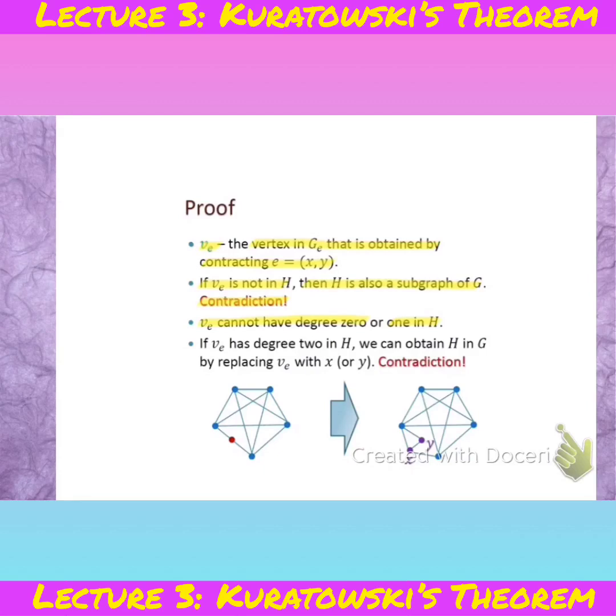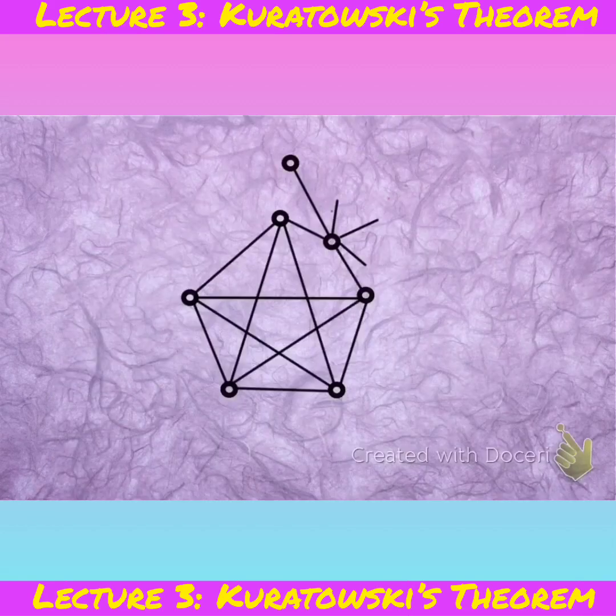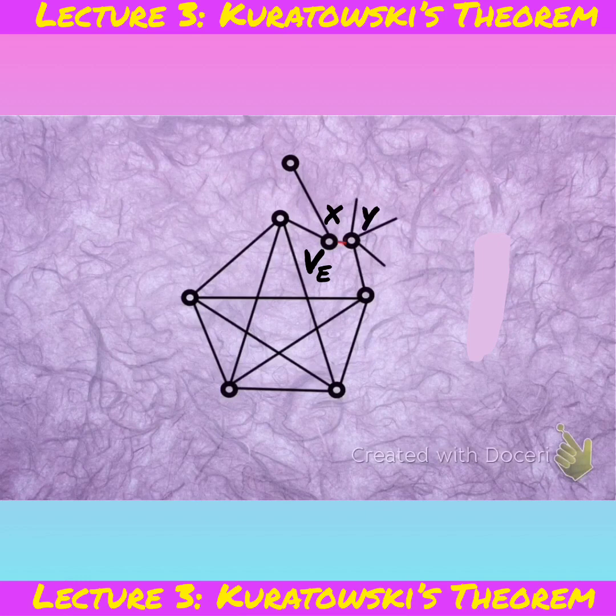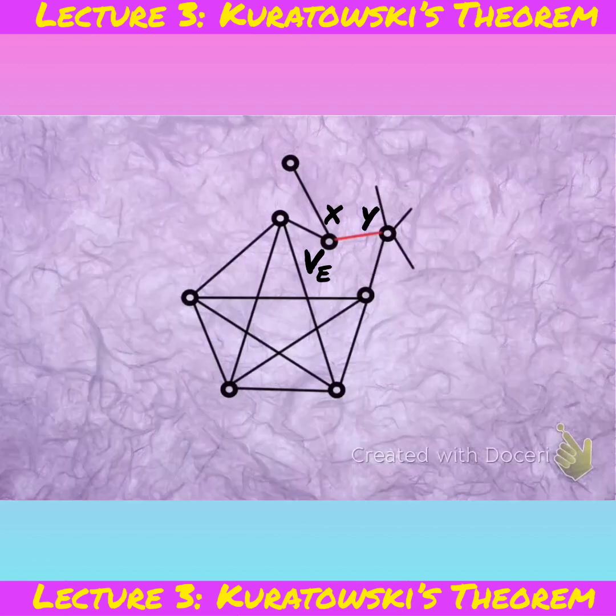Right, so let's look at the case where VE has degree 2 in H. Hypothetically we've got a vertex VE on the graph H, and now we're retracting it again to its original form, the red edge. And then we see actually that the graph G has a subdivision of K5 as a subgraph, which is a contradiction.